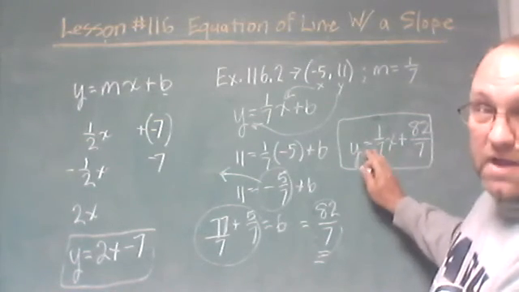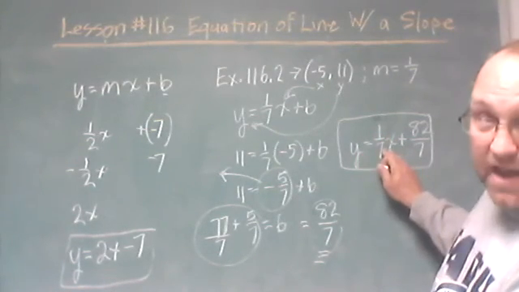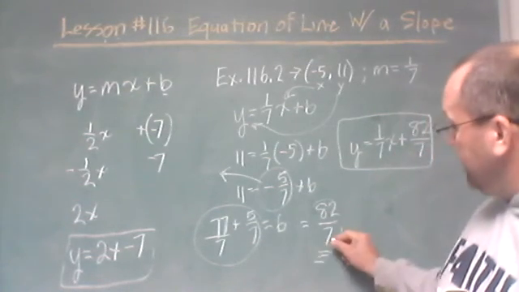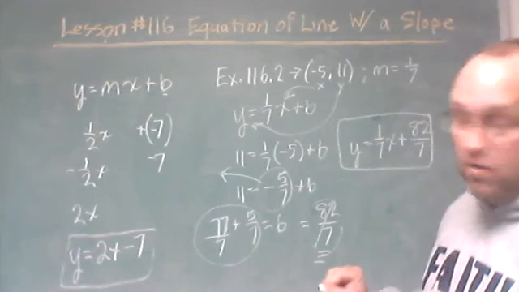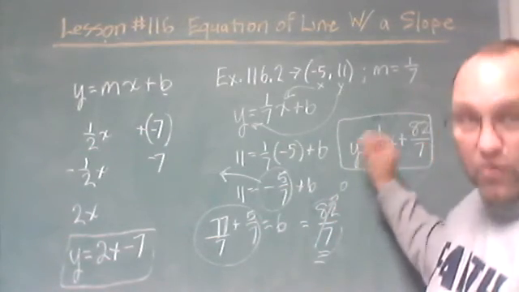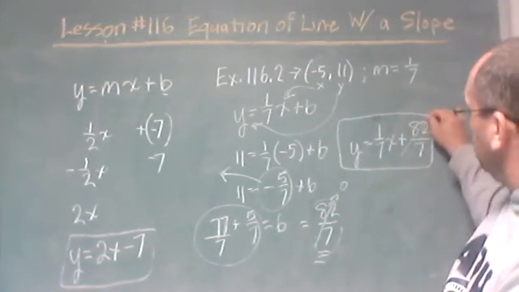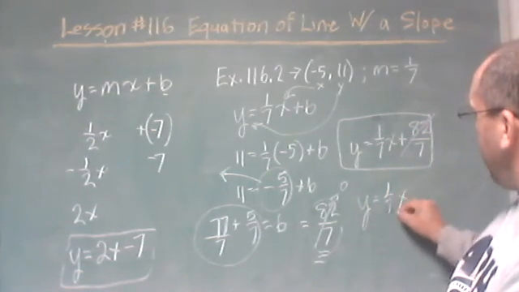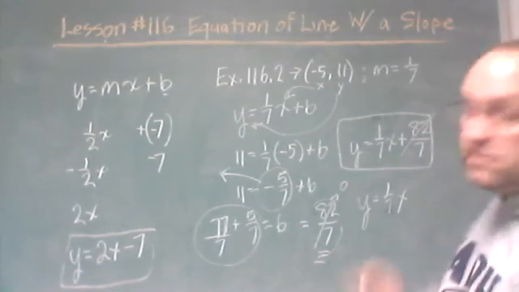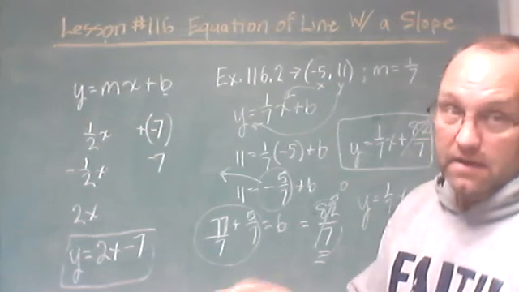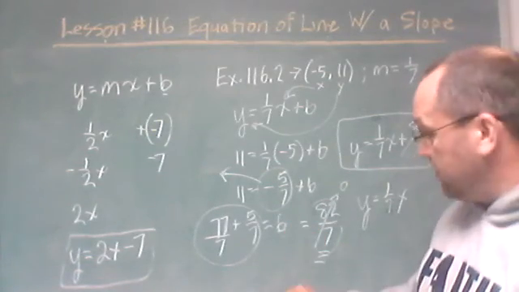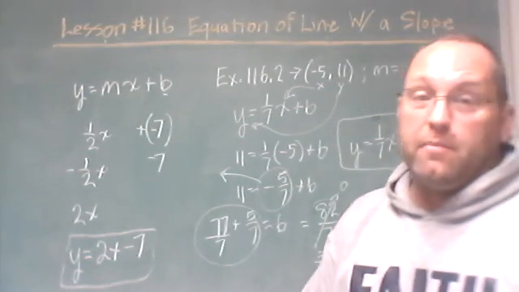Y equals the slope times x plus a number. If this number comes out to be 0, we don't typically write y equals 1/7 x plus 0. We would just leave it like that. And there might be a case where it comes out to be 0. So I hope that helps and clears up a couple of mistakes that have been happening with this.